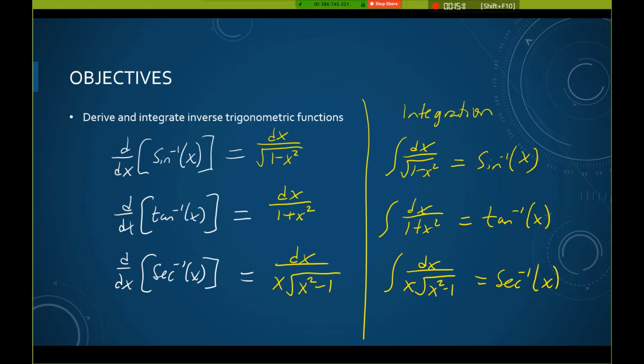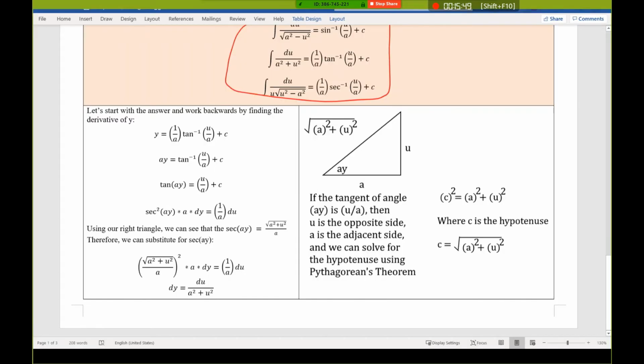Again, just working backwards. We can even throw a little bit of a curveball here to see what happens if we've got a constant instead of one, which would give us 3 more new rules. I'll prove one of them working backwards just to show you that this works. So starting with 1 over a times the arctangent of u over a plus c.